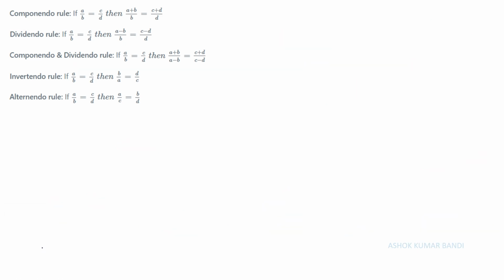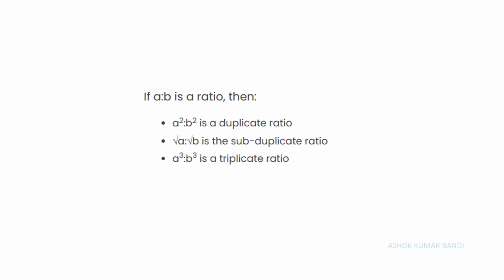These are the properties of ratios. The first one, invertendo, then alternando, then componendo, dividendo. The combination of both of them, componendo and dividendo. Okay, you can use these to combine or simplify the ratios. Now, let's learn how to simplify the ratios. And before moving on, one more thing.